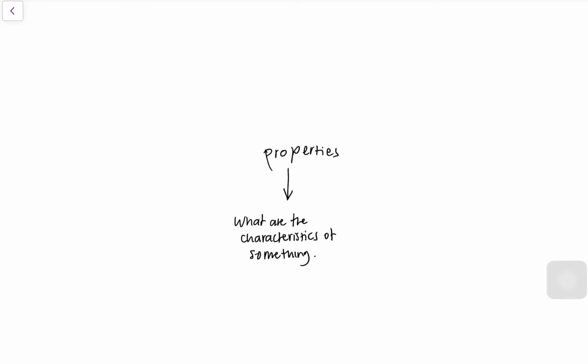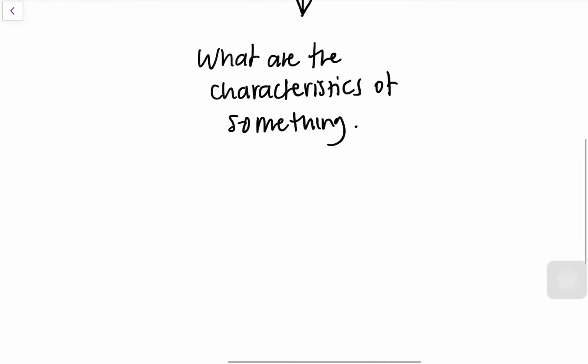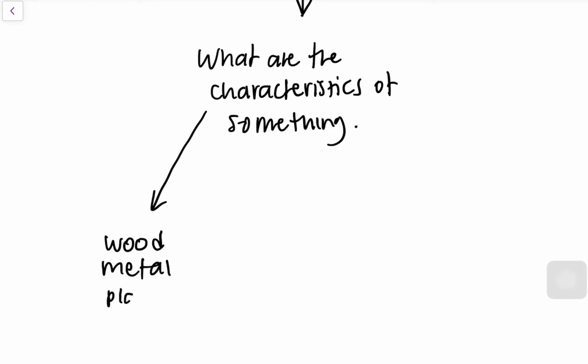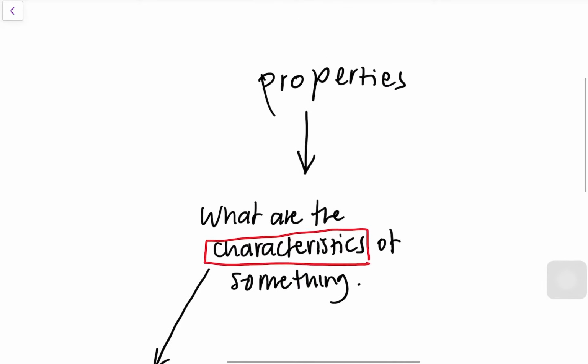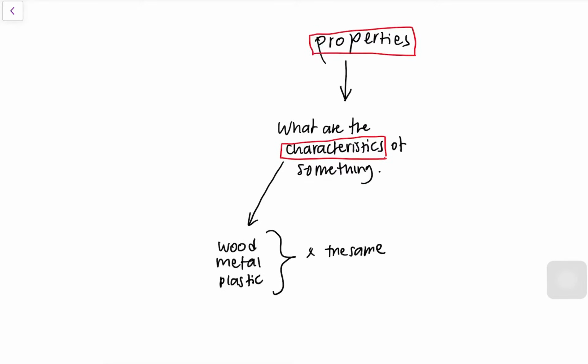So for example, we know about the different materials that we use in our everyday lives. For example, wood, metal, plastic. These three materials are not the same. So what about them is different? So that is their characteristics, or what we're talking about here is their properties. So each of these materials have different properties which make them suited to be used for different kinds of objectives.